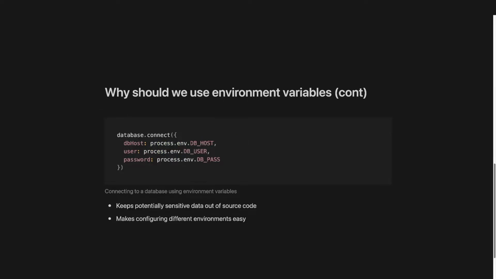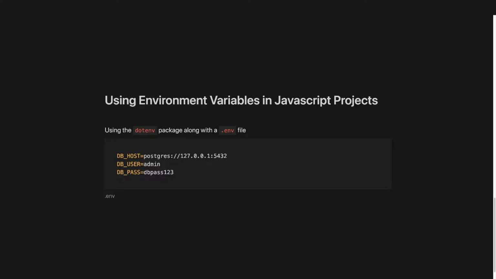A better and more secure way to connect to our database here is in this example. In this example, no sensitive information is saved in our source code, and we'll also be able to set different values for these variables depending on which environment we're in. So we can have our dev, test, and prod environments point to different databases without having to modify any of our code. There are a few ways you can use environment variables in JavaScript projects, but my preferred method is using the dotenv package along with a .env environment variable file.